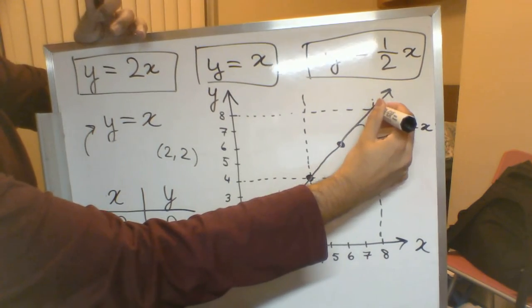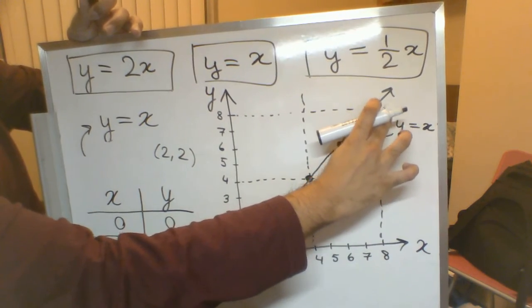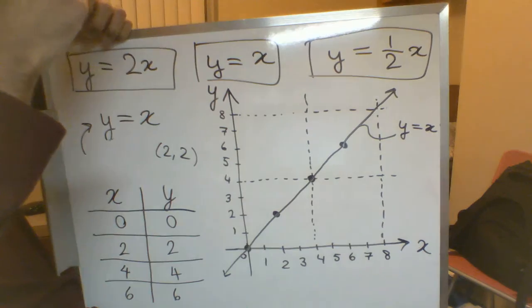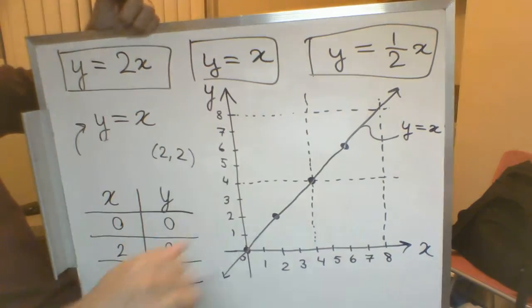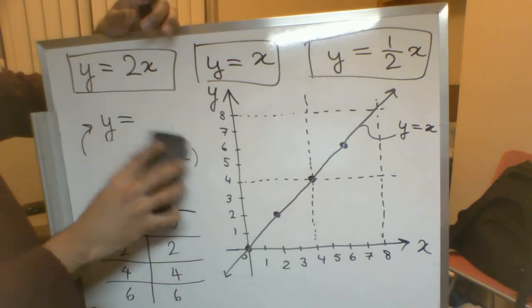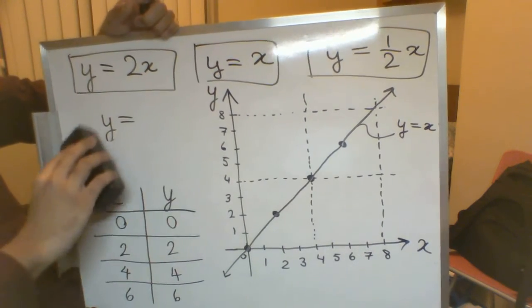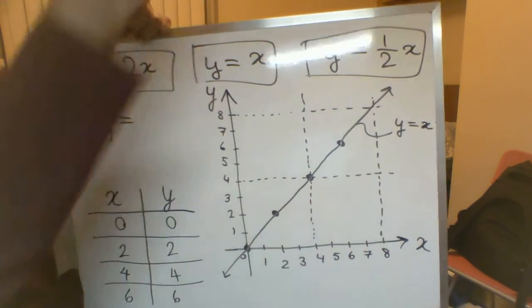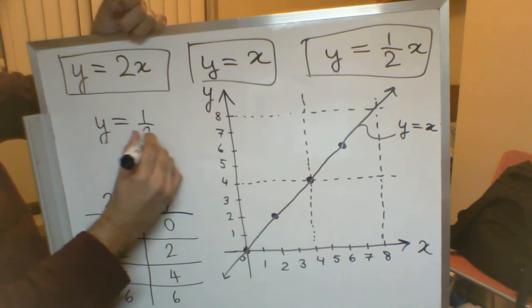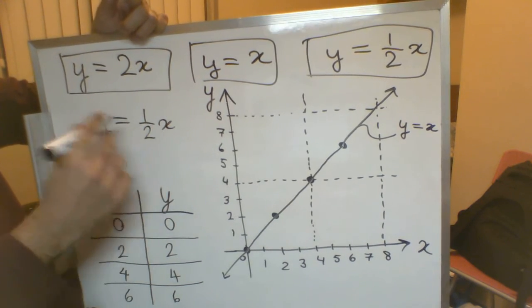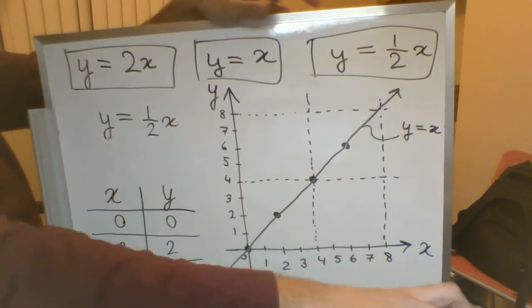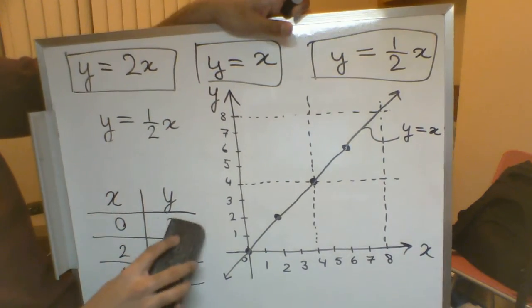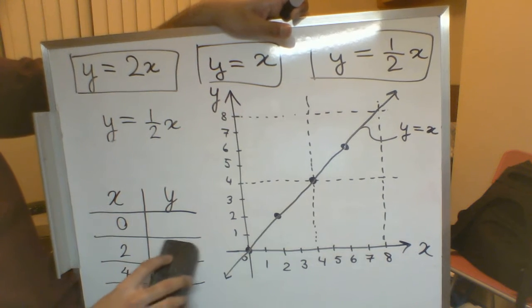Moving right along, we'll do our second one. Let's do y equals 1/2 x next. So if you want, you can rewrite the equation above your new table. So we'll do y equals 1/2 x, or if you prefer, you could write that as x over 2. And what I'm going to do is use the same x values. I'm just going to erase the y values here.